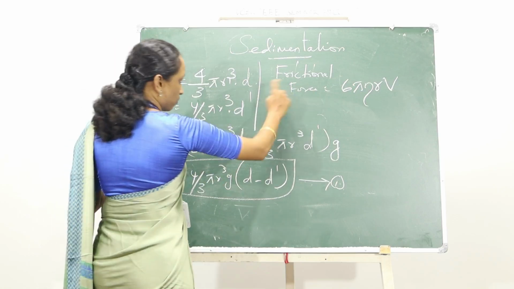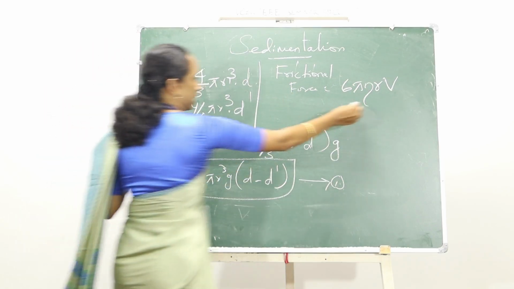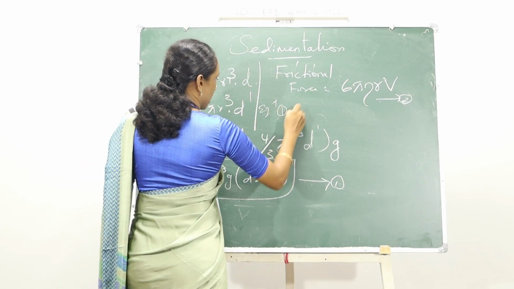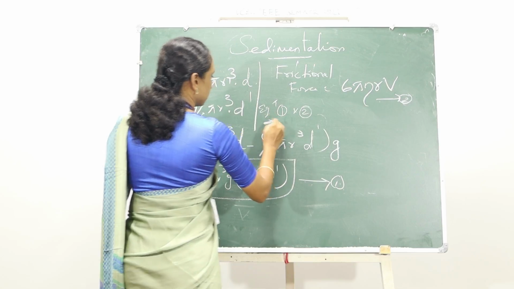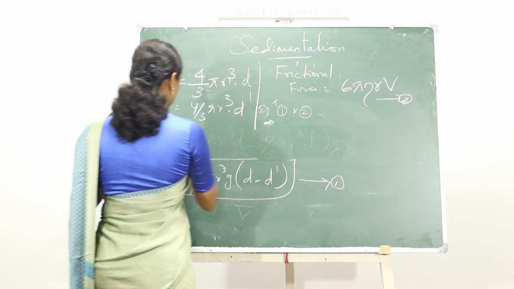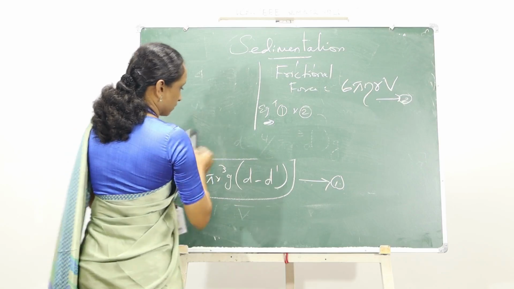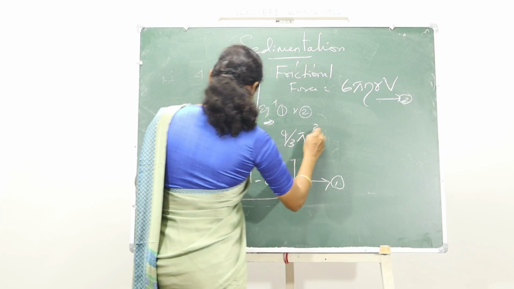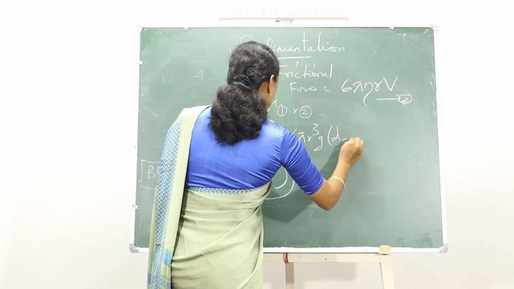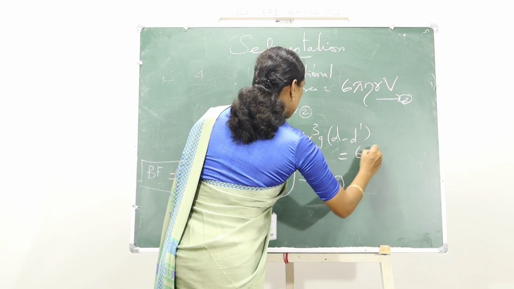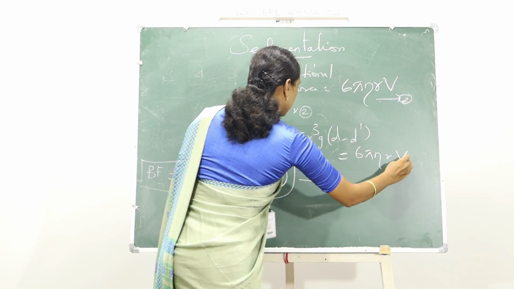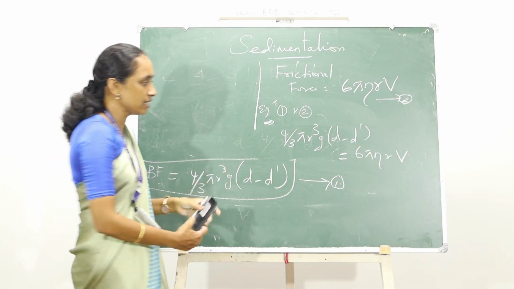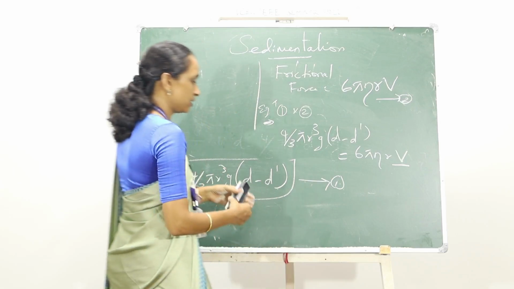This can be written as equation number 2. Now equating the two forces, equation 1 and 2, you get 4 by 3 pi r cube g (d minus d dash) is equal to 6 pi eta r v. Here our main aim is to find the sedimentation velocity. Here v is the sedimentation velocity.